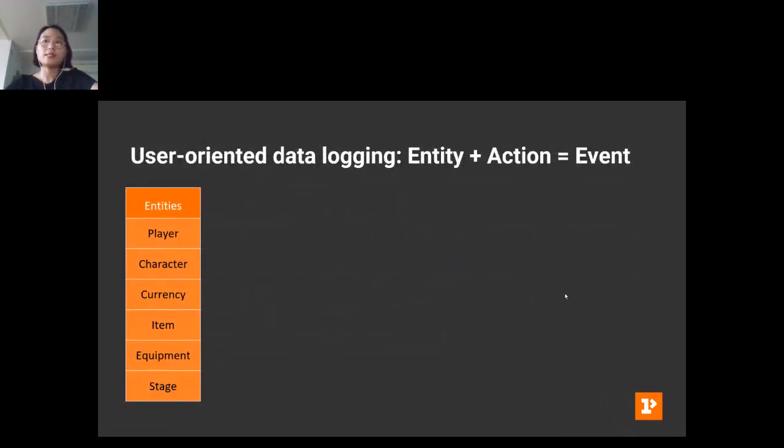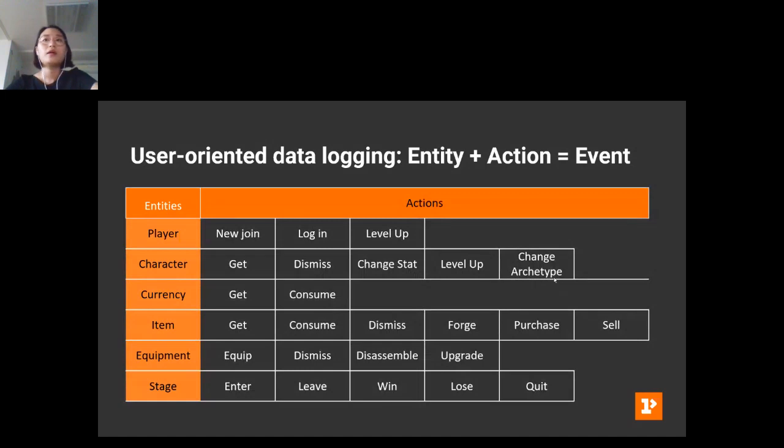First, simplify the structure of your logged data. For us, we divide events into entities and actions. Entities are like subjects of sentences. They are the principal agents that are conducting an action or on which an action is taking place. Examples of entities would be players, characters, currency, items, etc. And actions are literally actions.